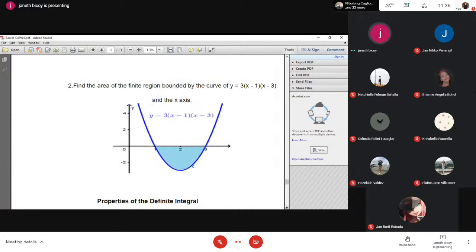Then for activity 2, this is now the function. Your lower limit is 1, your upper limit is 3. But take note, your shaded region is below the x-axis. Definitely you will get a negative area. You just take the absolute value of that because there is no such thing as negative area. Okay, although there is such a thing as negative area.